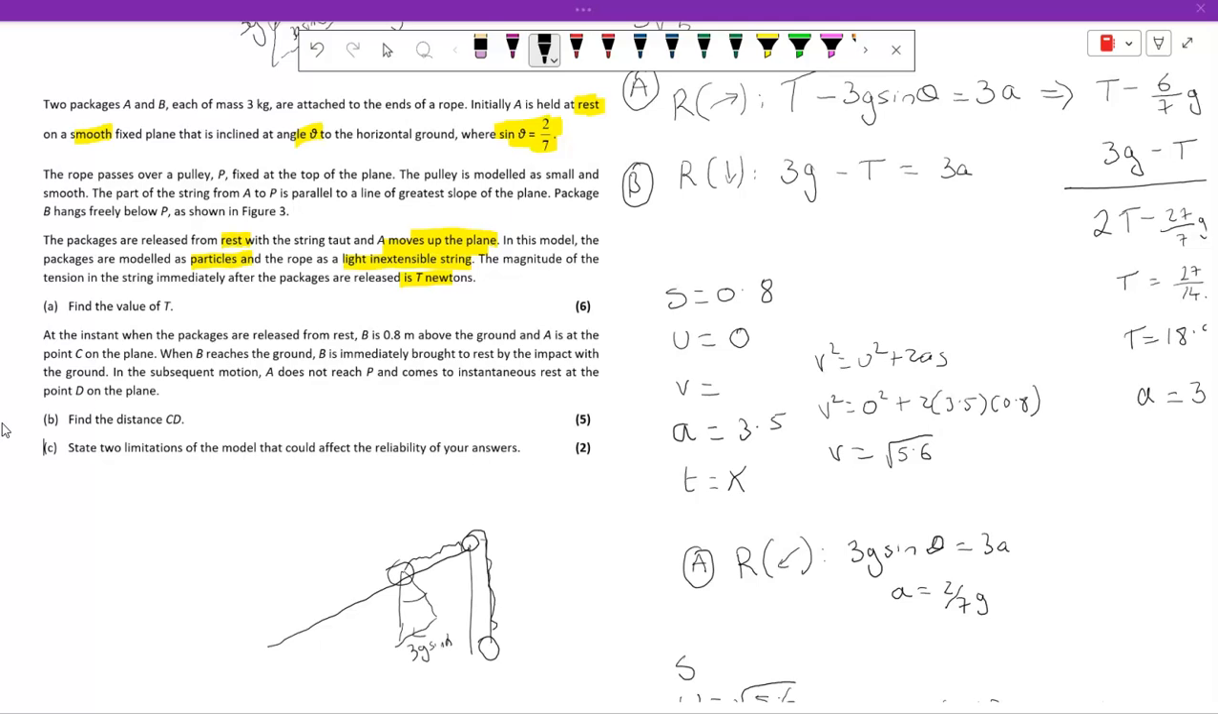So these are your go-to answers when we get questions like this. You just need to learn what the different limitations are of each model, and then just remember to write them in.